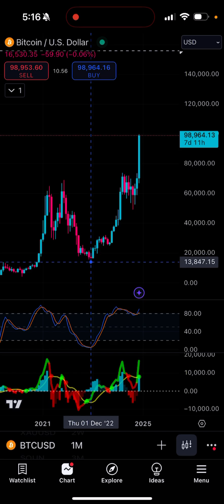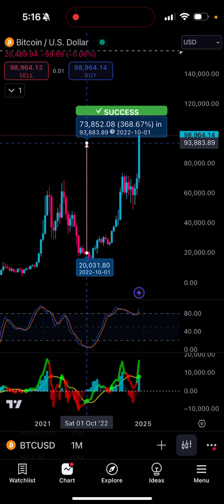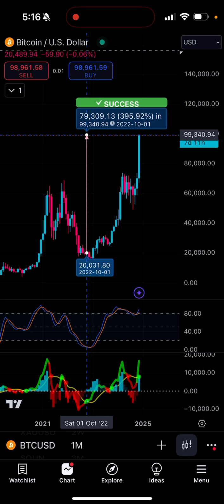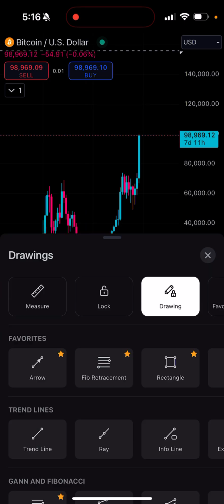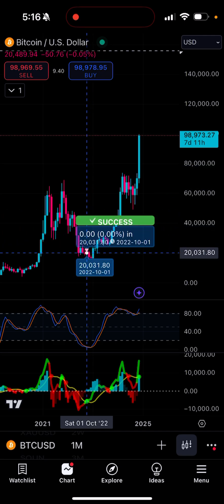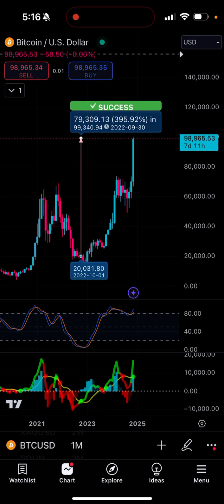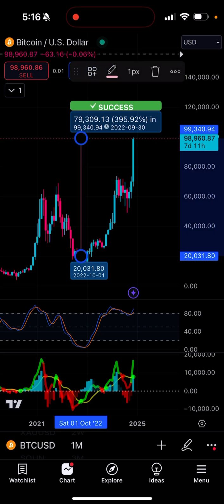Now let's do this. If you would have bought right here at the close, exactly when that green bubble happened, you would have been up 395%, basically 4 times, essentially a 4x. If you would have put $1,000 in 2 years ago, you would have roughly $4,000 to $5,000 right now, if you bought that.